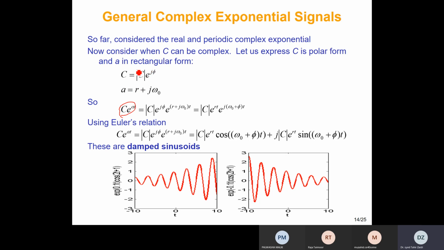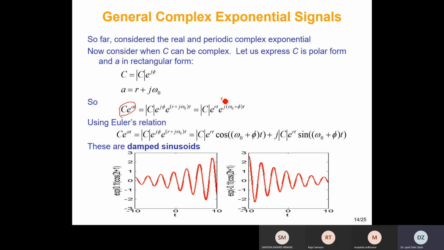We can write C in terms of polar coordinates and A in terms of rectangular coordinates, plug in the values, and we end up getting this long statement right here. Then we take all the terms with the complex part on one side and the terms without the complex part on the other side, so that we have e raised to the power of RT times e raised to the power of j omega naught plus phi T.